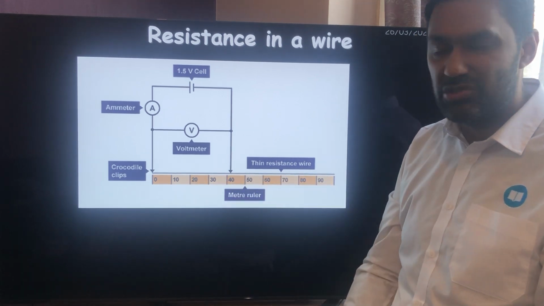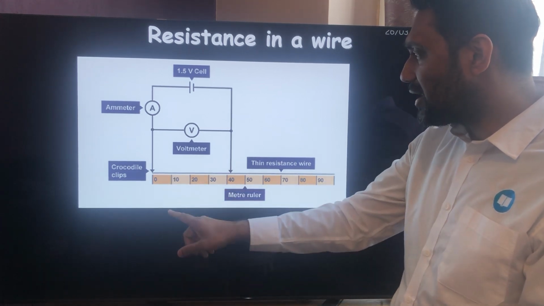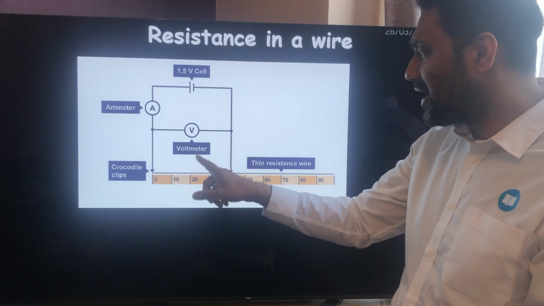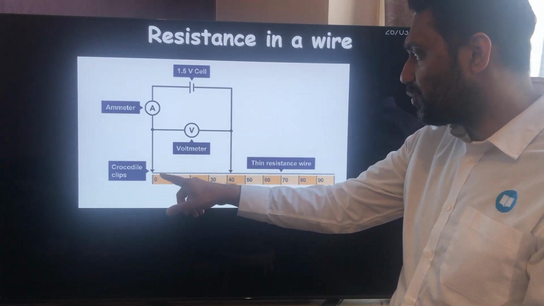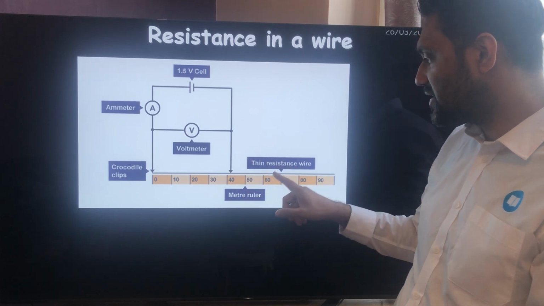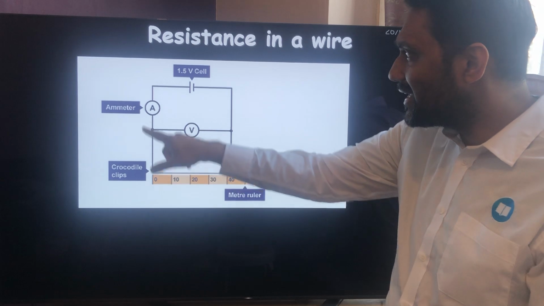It's either made from constantan or nichrome. With the crocodile clip, we connected it at 0, and then we measured at different points. We put the other side of the crocodile clip on 20, 40, 60, 80 and 100. And it was connected in a series circuit.